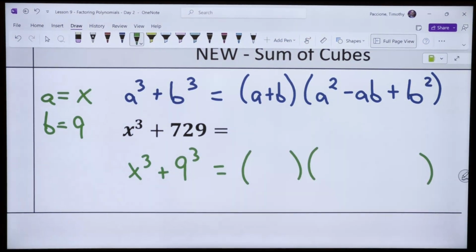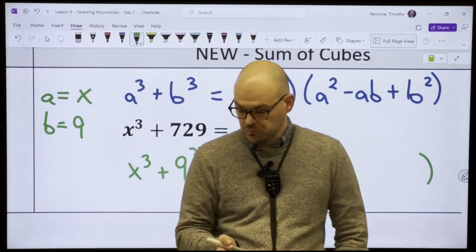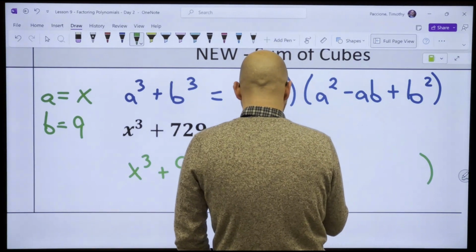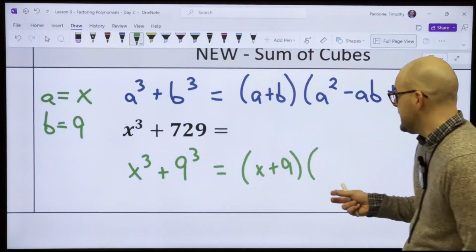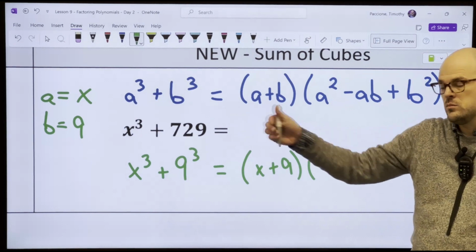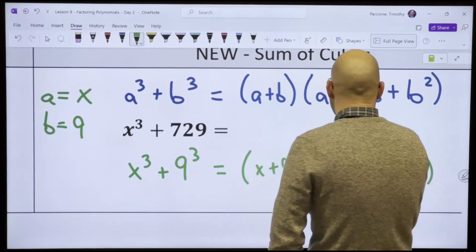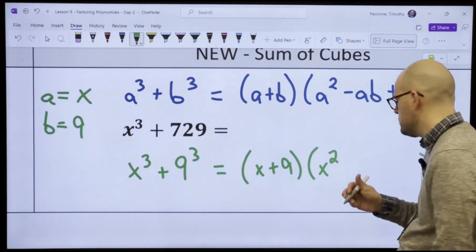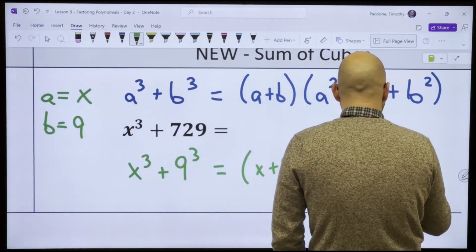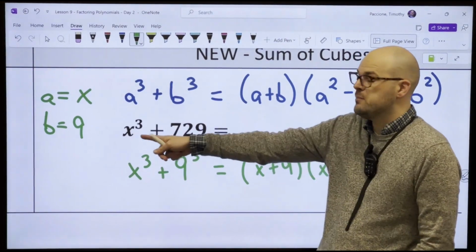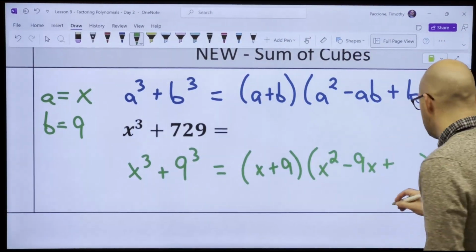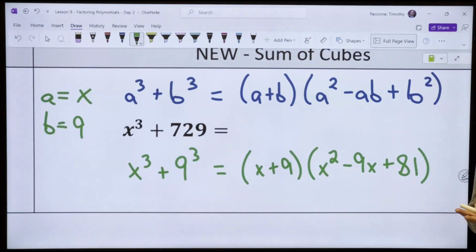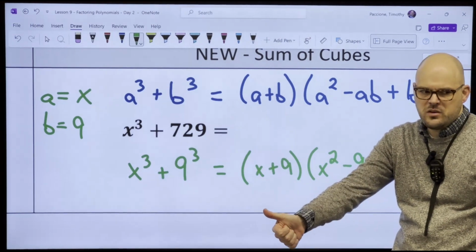Okay, so if it's A plus B, I found my A, I found my B, what do I write? X plus 9. And then my next thing is A squared. For me, that's X squared. And then minus AB, so that would be minus 9 times X, 9X. And then plus B squared, and my B is 9, so that's 81. And there you go. You just factored it, okay? That's how these things work. Pay attention because you might see problems like this, right? Okay?